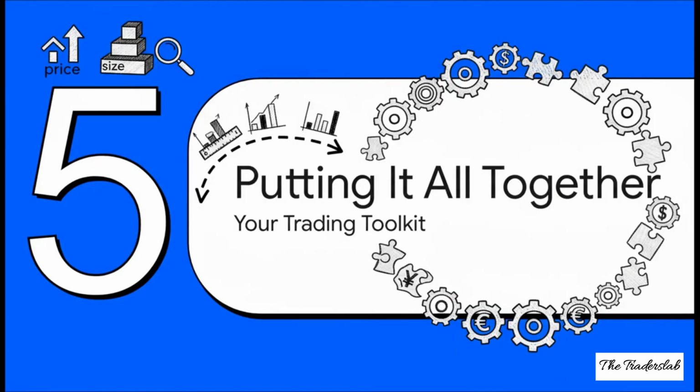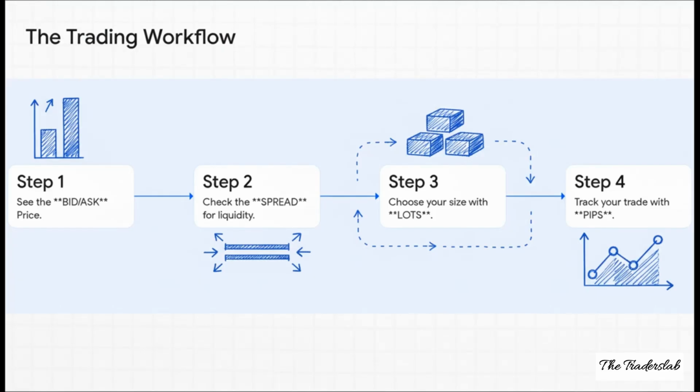Okay, we've covered a lot. We've talked price, size, and measurement. Now let's put all these tools together and quickly review the journey of our trade. See, it's a pretty logical flow. First, you look at the two-sided price, the bid and the ask. Second, you check that gap between them, the spread, to understand the market's liquidity. Third, you decide on how big your trade will be using lots. And finally, once you're in, you track its progress, move by move, in pips.